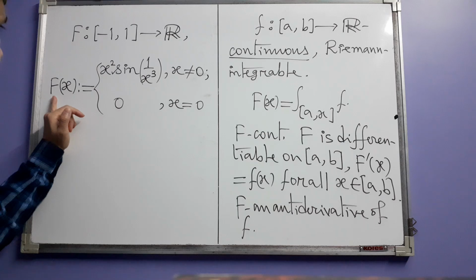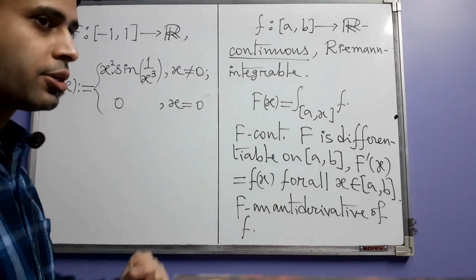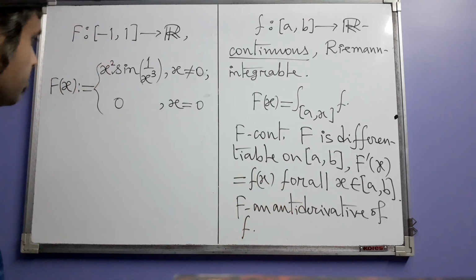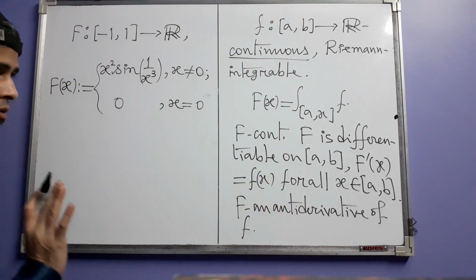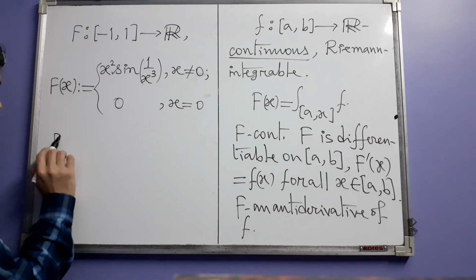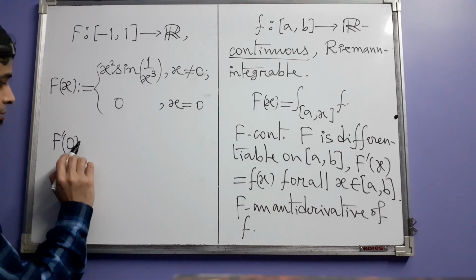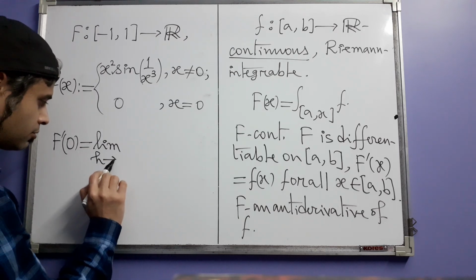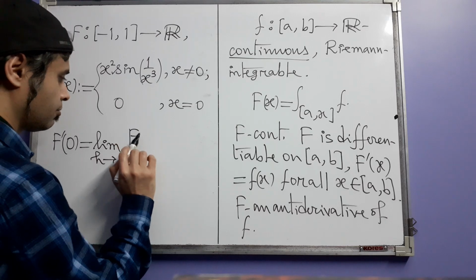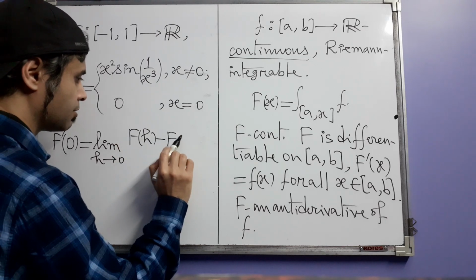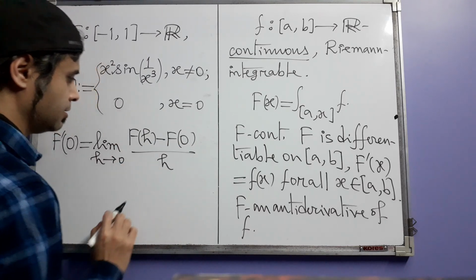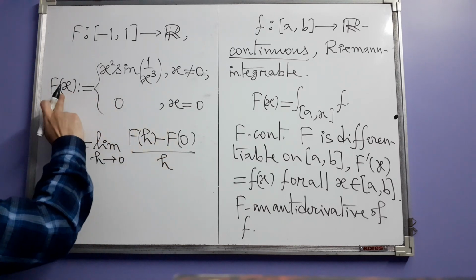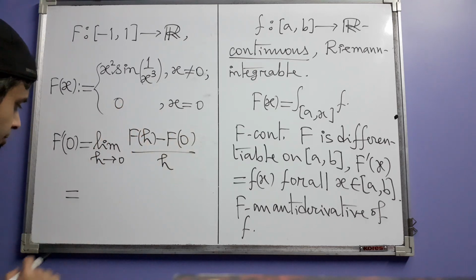So differentiability of capital F when x is not equal to 0 is already there. I mean, it follows from the properties of derivatives. At 0, however, you have to check carefully. What is this? You have to apply the definition. The limit as h tends to 0 of f of h minus f of 0 divided by h. That's what the derivative is, right? This limit. Now f of 0 by definition is 0, so that part is gone.